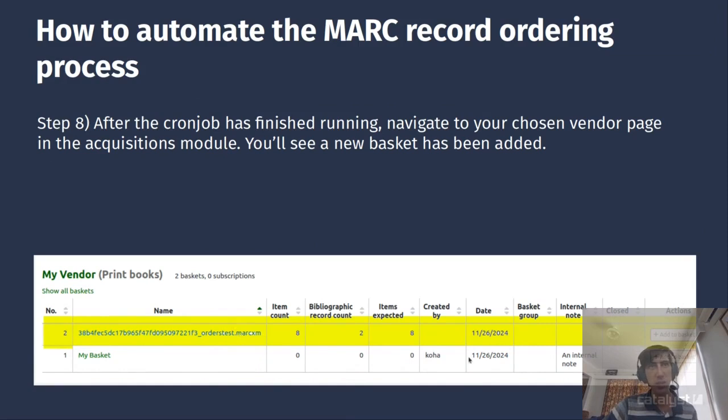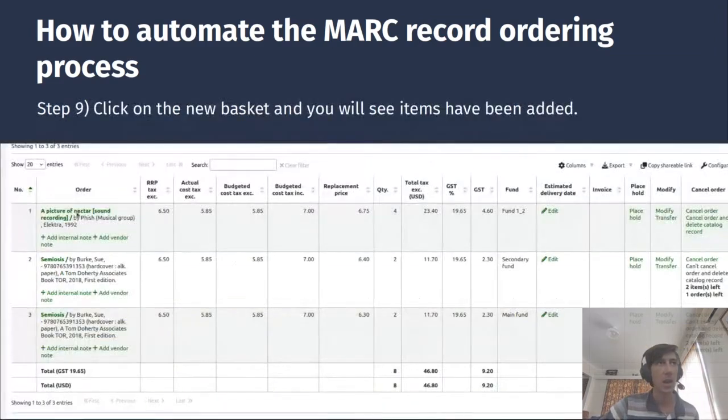So Koha's automatically done this, and we can see it has an item count of 8, a bibliographic record count of 2, and items expected of 8. Koha's automated creating a basket for me. If I click on this basket, I can see that we've got some records in here with prices.